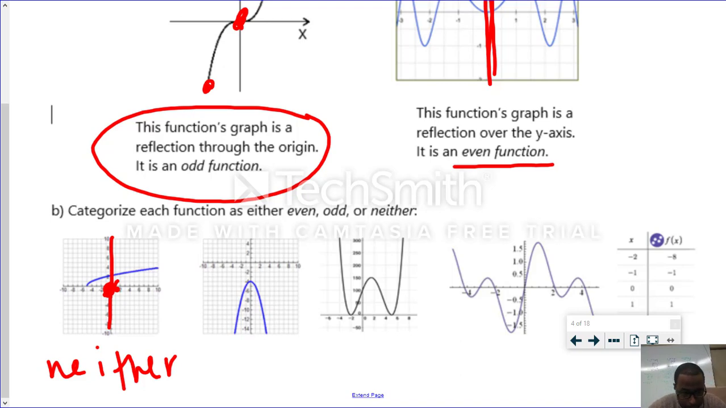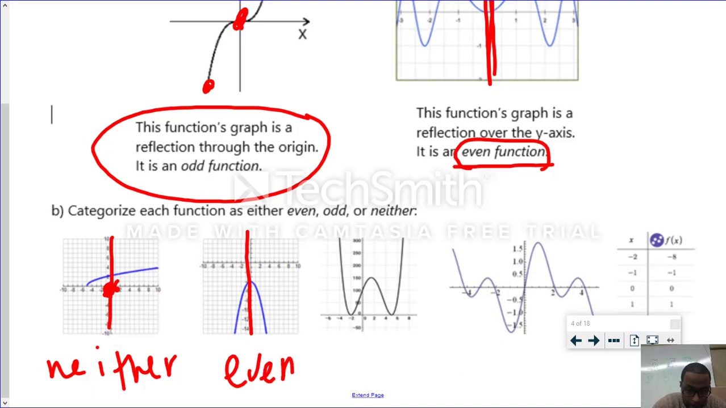Okay. I'm going to look at the second one. Again, I'm going to follow my same rule. I'm just going to draw a line down. Okay, when I draw a line down, it looks like it reflects over the y-axis. So again, if it reflects over the y-axis, it is even.